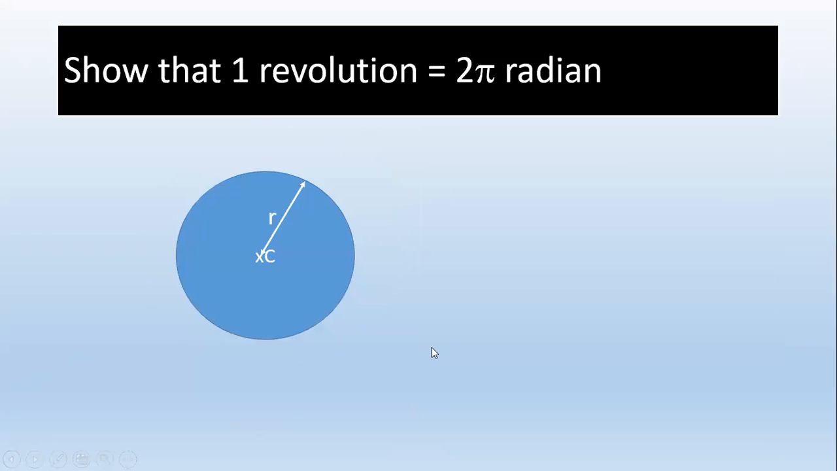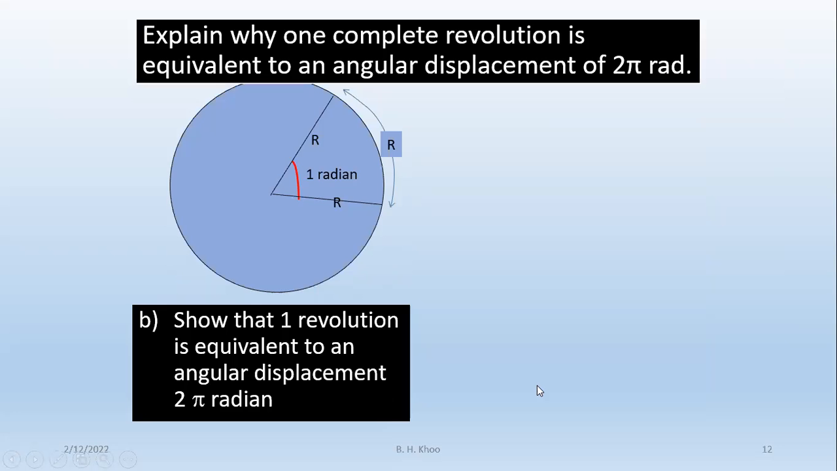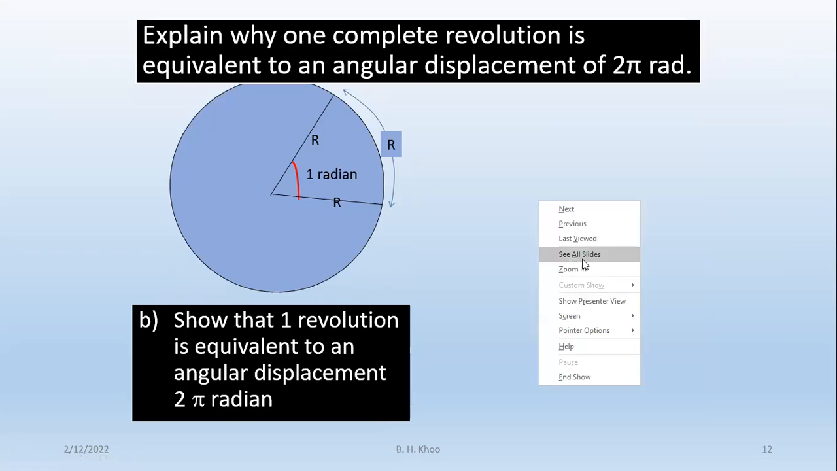Show that one revolution is 2 pi radian. One revolution, the circumference, is 2 pi r. That's your s. And with s = r theta, theta is s divided by r. So theta is 2 pi r divided by r. Cancel the r. So I've shown that one revolution is 2 pi radian. Okay, I've just shown that, so we won't bother about that.